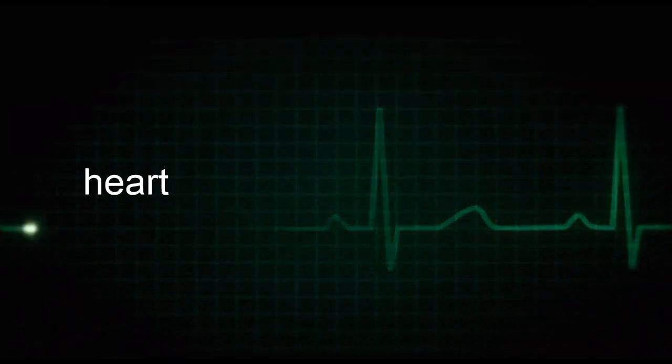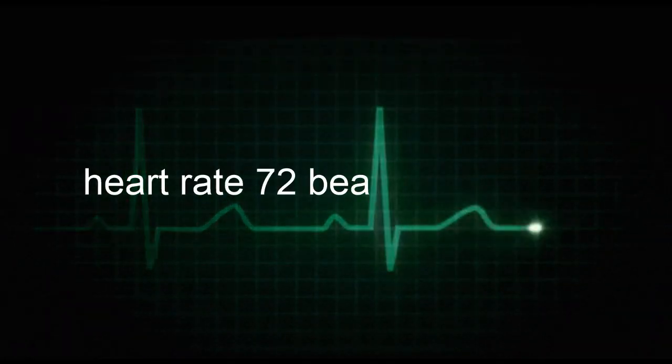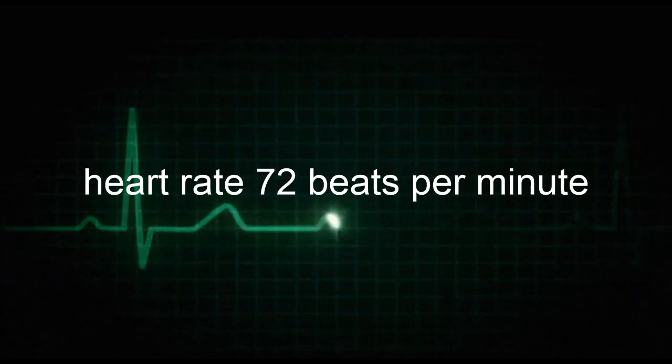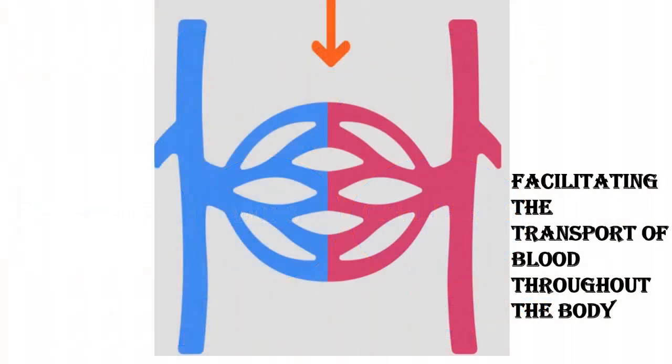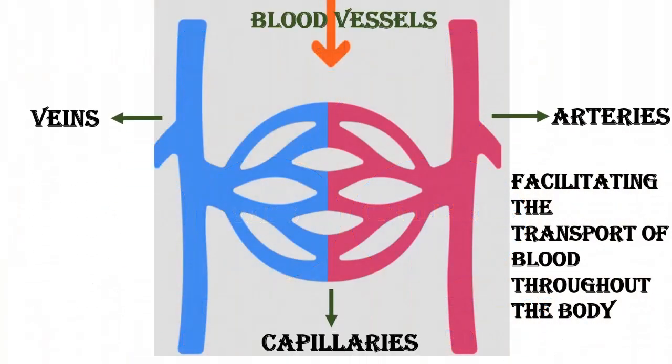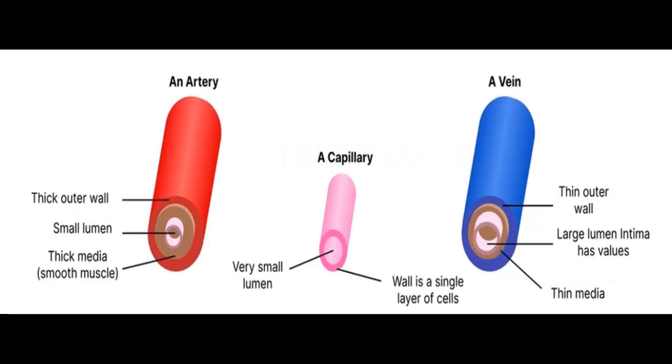A normal heart rate of an adult is typically around 72 beats per minute. Next important organ of the circulatory system is blood vessels. Arteries, veins and capillaries are three types of blood vessels that play crucial roles in the circulatory system, facilitating the transport of blood throughout the body. Here's an elaboration on their structures and functions.